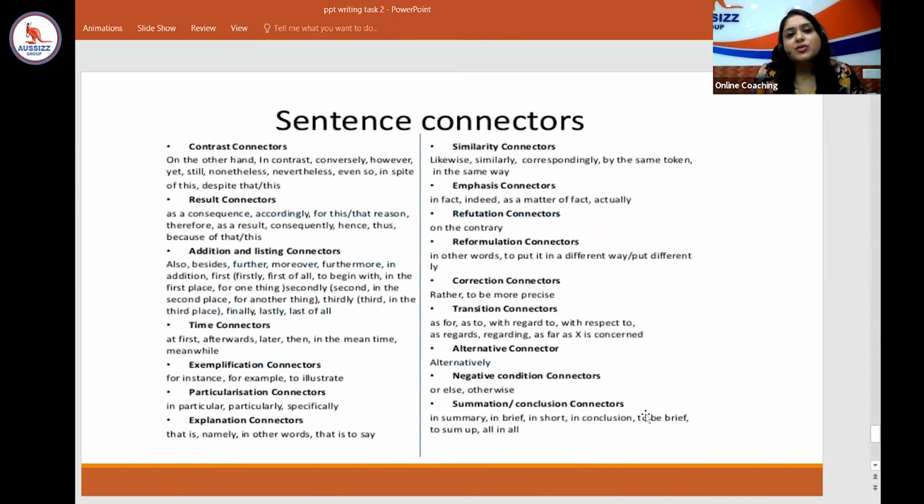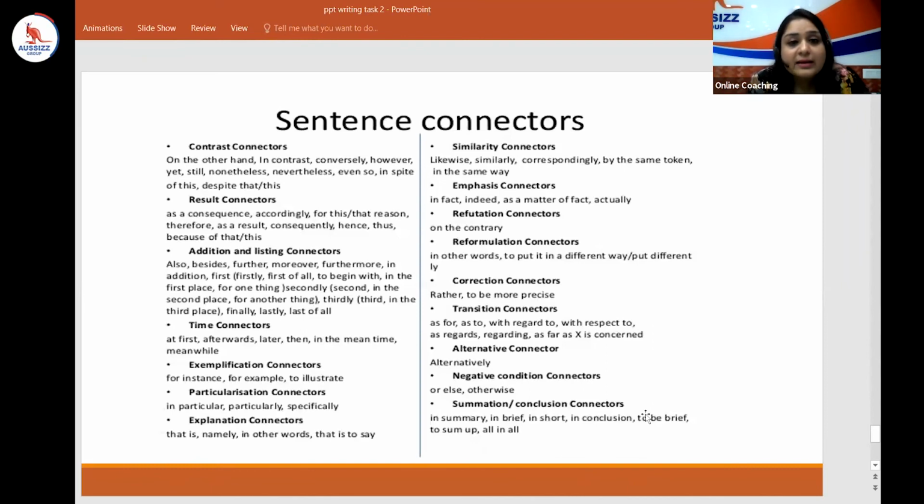So cohesion, these are actually the cohesion devices, the sentence connectors. How can you connect your sentences with the help of the linkers? So these are the connectors. We can say connectors, we can say linkers, with the help of these we can actually create the coherence part, the logical connectivity. So look at the words, we have contrast connectors, we have result connectors like as a consequence, addition and listing connectors, time connectors, exemplification. How can you give the example? Like, for instance, for example, to illustrate.